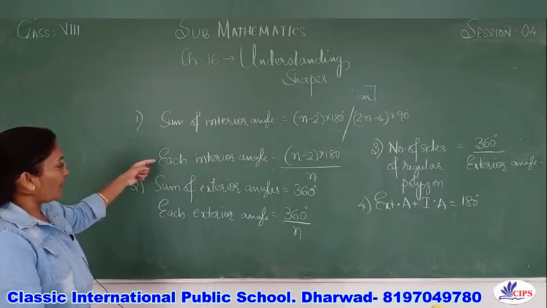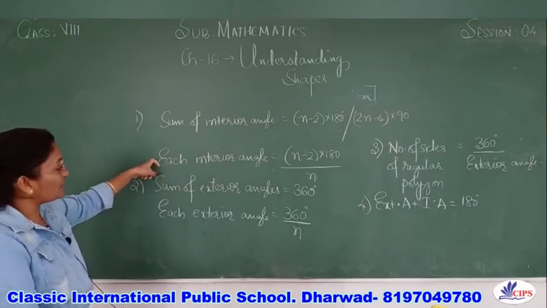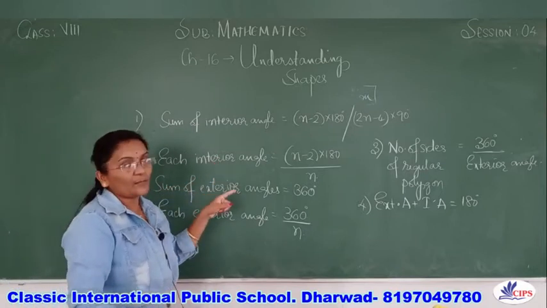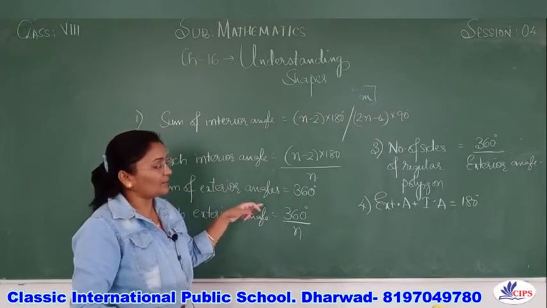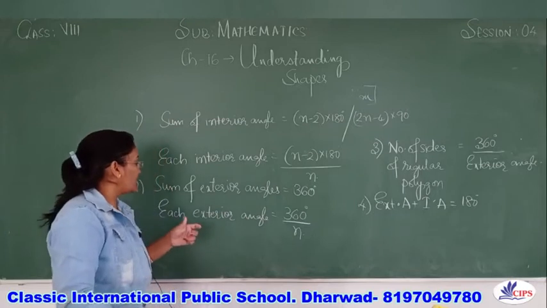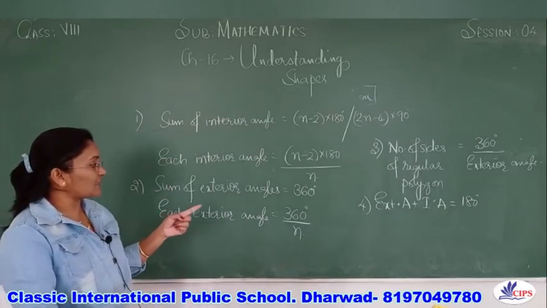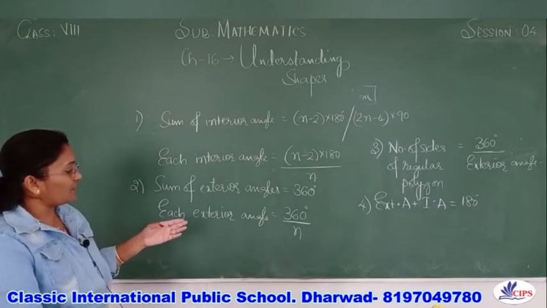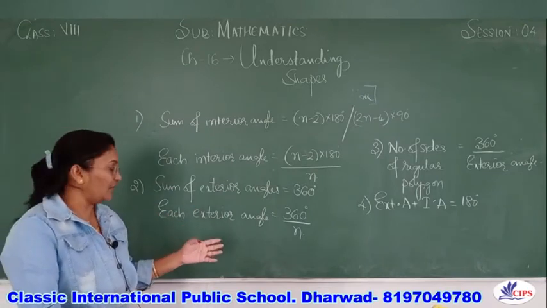Next, how to find each interior angle? Each interior angle is equal to (n minus 2) into 180 divided by the number of sides, that is n. Next, the sum of exterior angles is equal to 360 degrees. So each exterior angle will be equal to 360 divided by n.